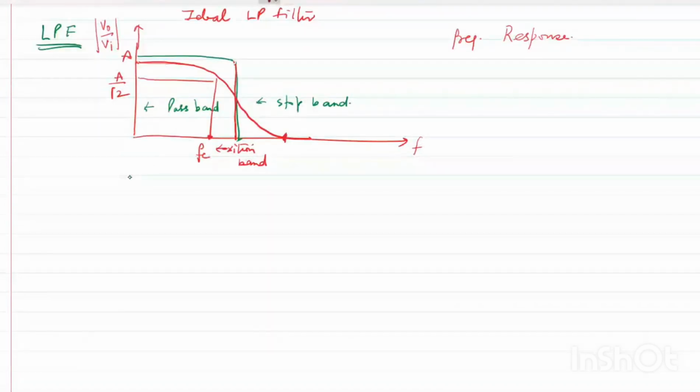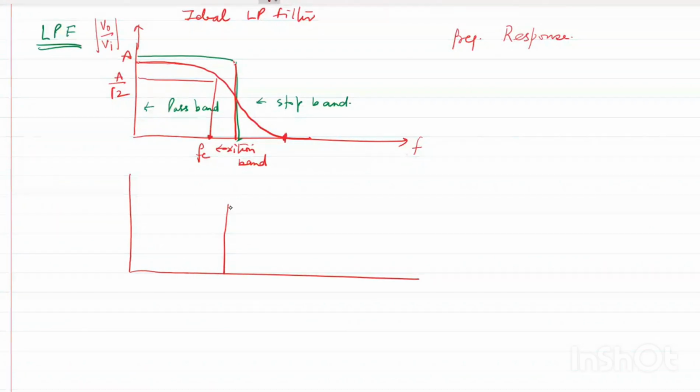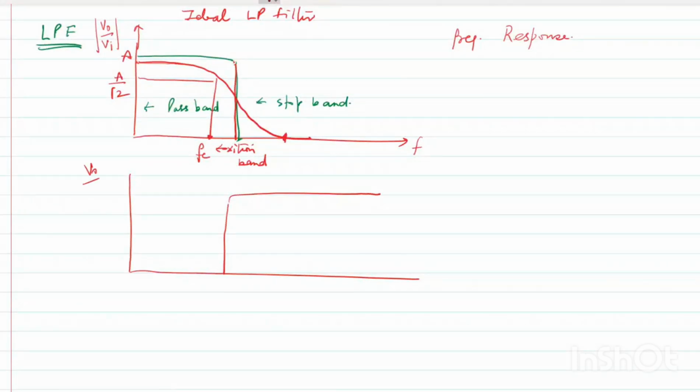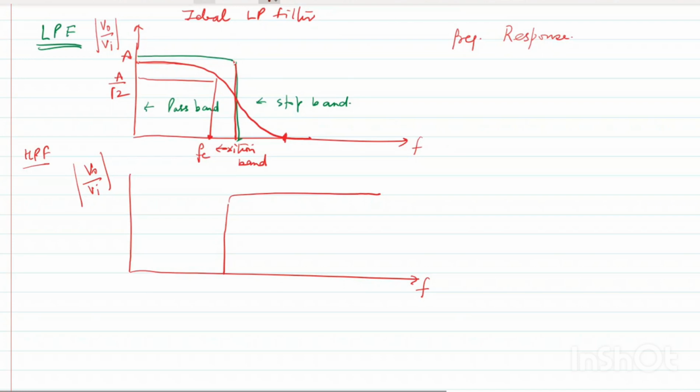Let me draw the high pass filter. High pass filter will pass the higher frequencies and it will reject the lower frequencies. Again, I can say this is VO by VI and this is frequency. So lower frequencies it is rejecting and the higher frequencies it is passing. So this is your high pass filter. Now this is an ideal filter. So when I say practical filter, practical will be like this.